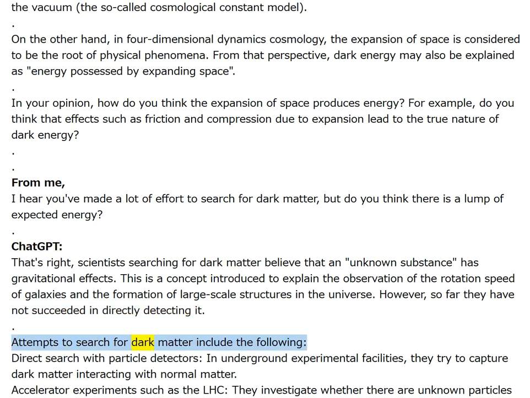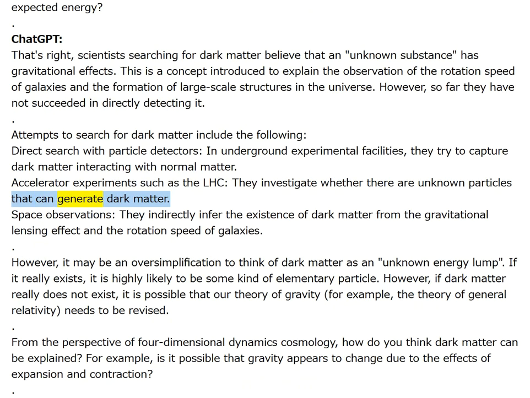Attempts to search for dark matter include the following. Direct search with particle detectors: in underground experimental facilities, they try to capture dark matter interacting with normal matter. Accelerator experiments such as the LHC: they investigate whether there are unknown particles that can generate dark matter. Space observations: they indirectly infer the existence of dark matter from the gravitational lensing effect and the rotation speed of galaxies. However, it may be an oversimplification to think of dark matter as an unknown energy lump.